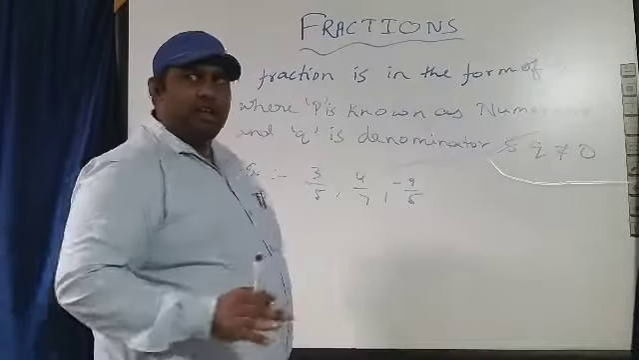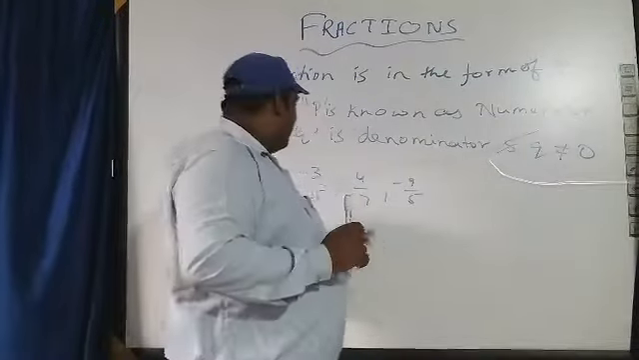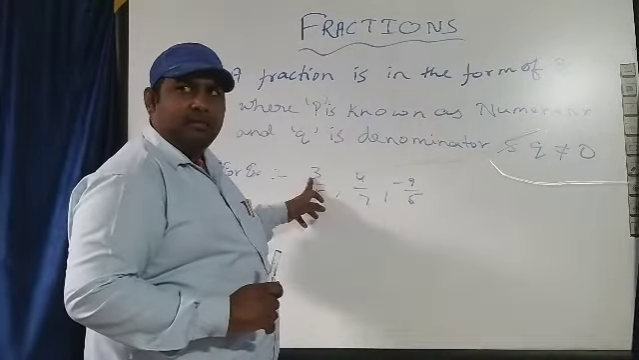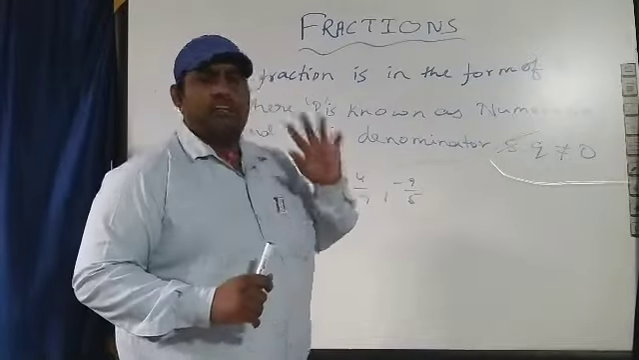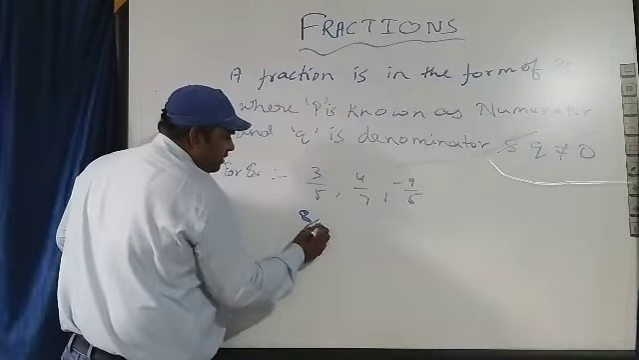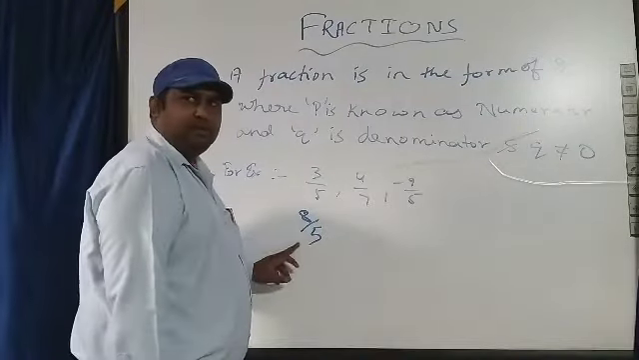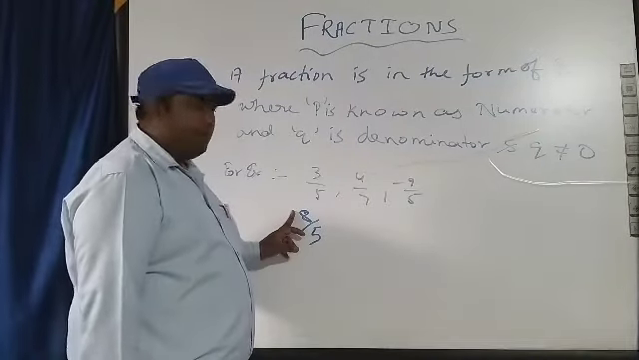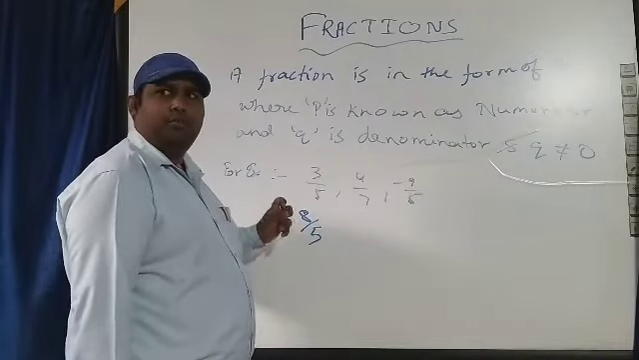There are different types of fractions. First is proper fraction. Now we have seen here 3 by 5. Numerator is less than denominator. The fraction in which numerator is less than denominator is known as proper fraction. Here, when the numerator is 8 and the denominator is 5, 8 is more than 5, meaning numerator is more than denominator, so we have an improper fraction.